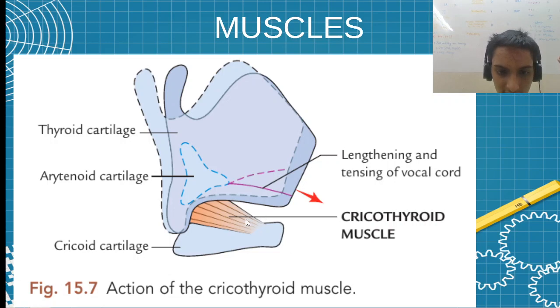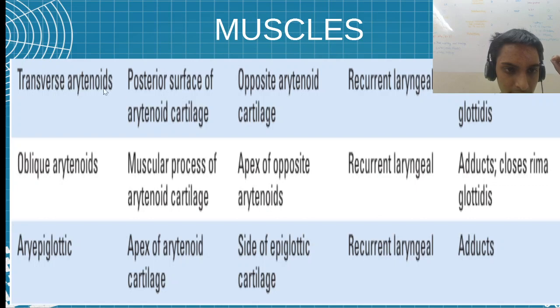So you can see here the action. Then the transverse and oblique arytenoids. Insertion is same but origin is different. Transverse one is coming from the posterior side, oblique one coming from the muscular process of arytenoid. Insertion, I told you, is same, into the opposite arytenoids, like X, it will insert like this.